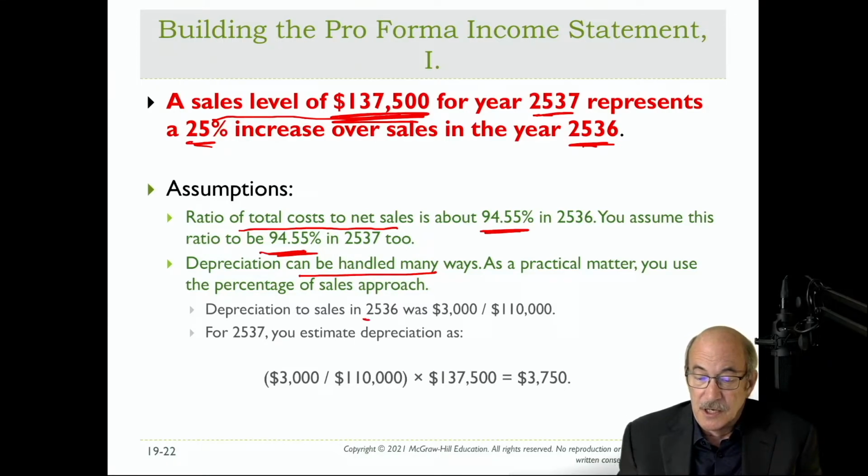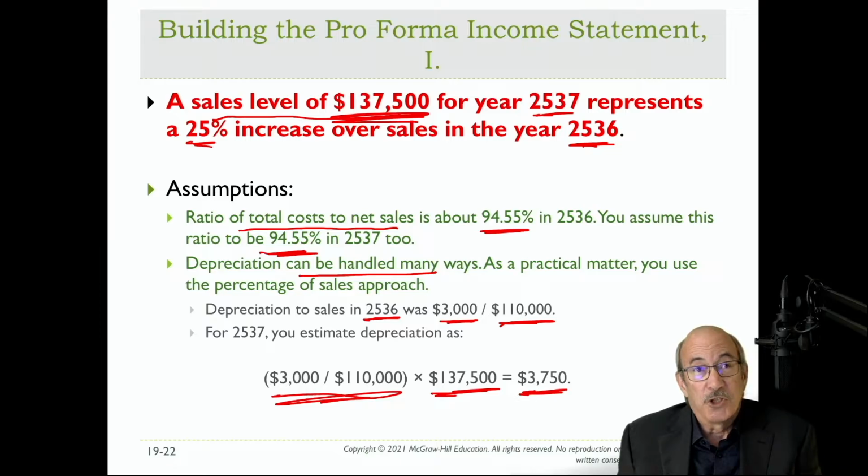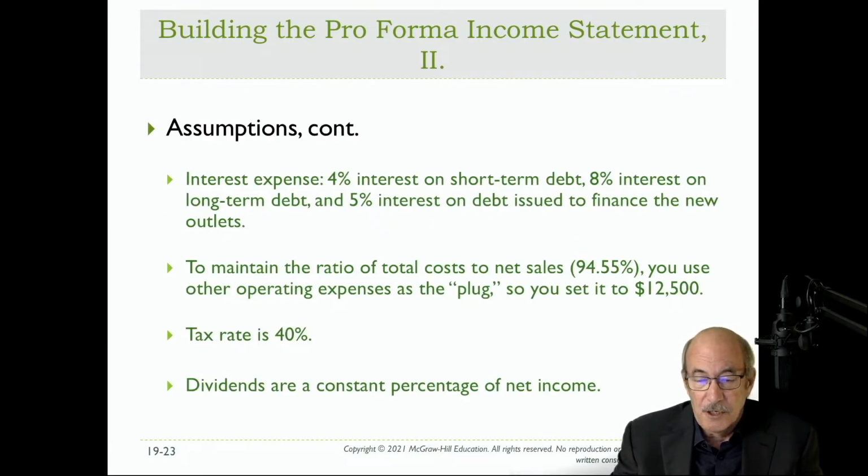So the depreciation in 2536 was $3,000 on $110,000. So that's the sales level. So as a percent of sales, that's it times the 137. So they say, well, let's assume that depreciation goes up. So that assumption suggests that maybe plant capacity was at 100%. And we actually had to increase our fixed asset base, which increased our depreciation. But again, your mileage may vary on that particular account. Some other assumptions that we have to make.